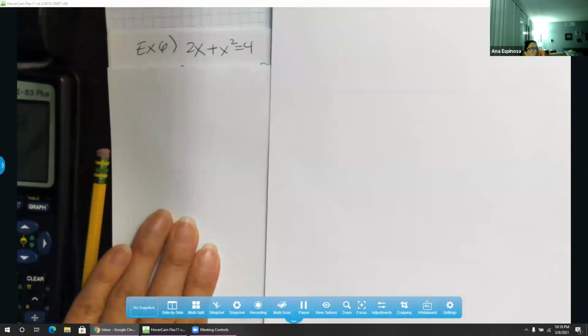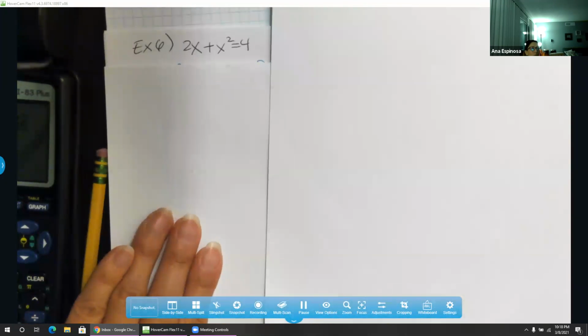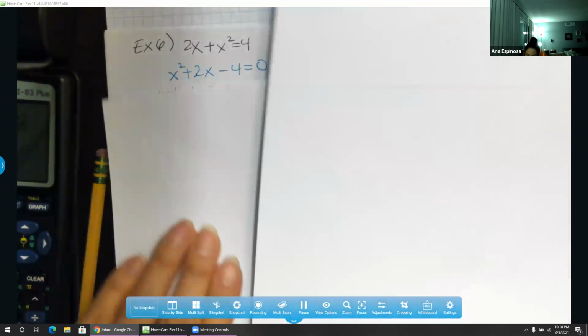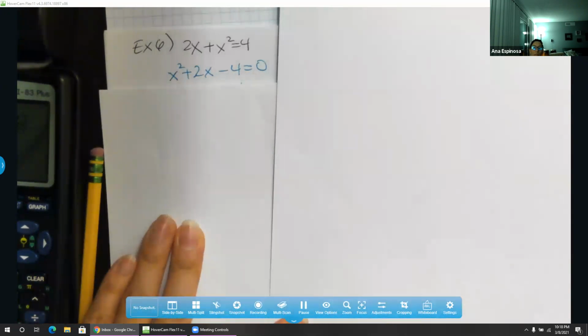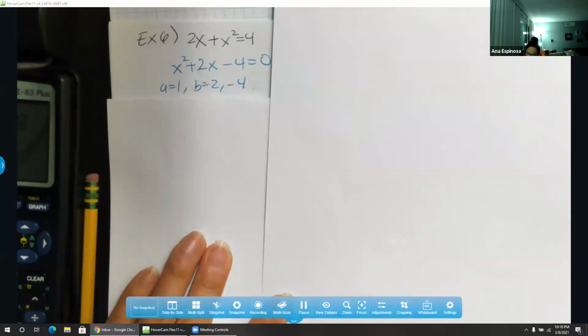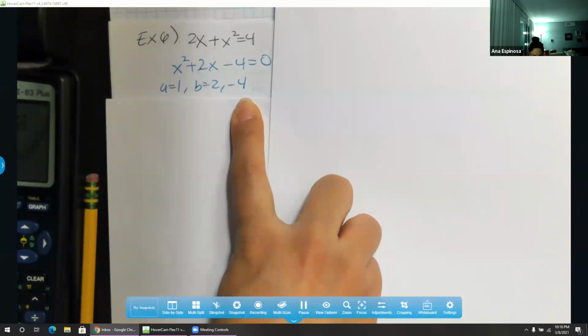So if I ask you 2x plus x squared equals 4, what is the discriminant and how many solutions and what type of solutions do you have? First of all, the quadratic function needs to be set equal to 0, okay? So you do have to have it set to 0, just like in the quadratic formula. And then you extract your a, your b, and your c. So here we go. a is 1, b is 2, c is negative 4. Forgot to put that.